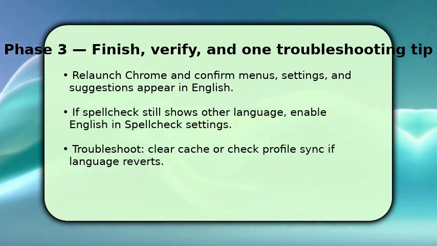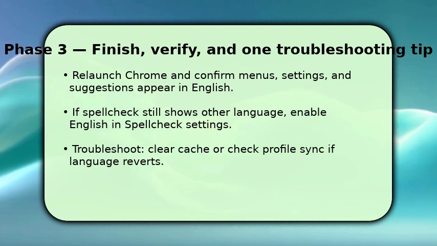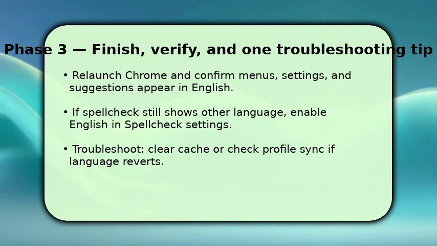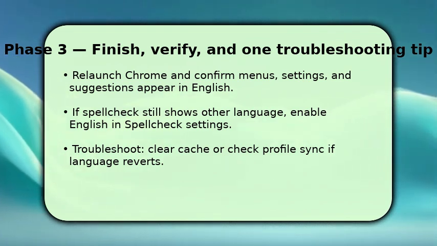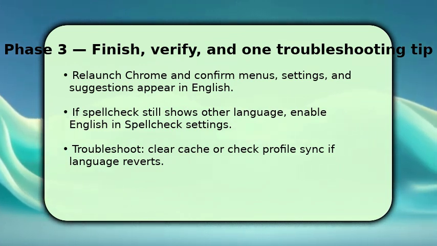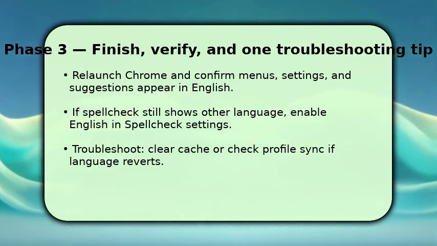If spell check or input tools still use another language, open Settings, then Languages, then spell check, and enable English there too. If the language reverts or doesn't stick, sign out and sign back into your Chrome profile, clear the browser cache, or disable sync temporarily to force the setting. If problems persist, repeat adding English and moving it to the top before restarting again.